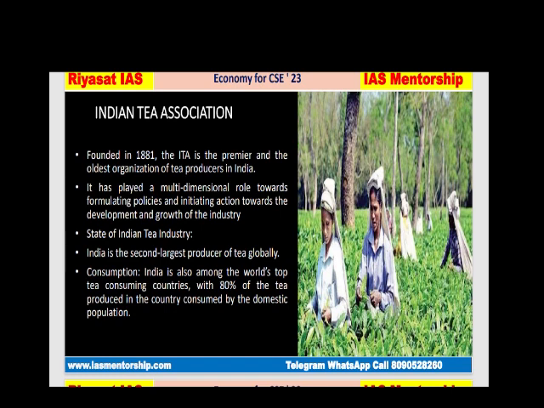Next, very important, the Indian Tea Association. Last year a question was asked on the Tea Board. So now tea becomes very important for you, and tea is also in the news. This Indian Tea Association dates back to the colonial time of 1881. This is the premier and the oldest organization of tea producers in India. It has played a very key role in formulating policies, rules and actions towards the development of the tea industry.